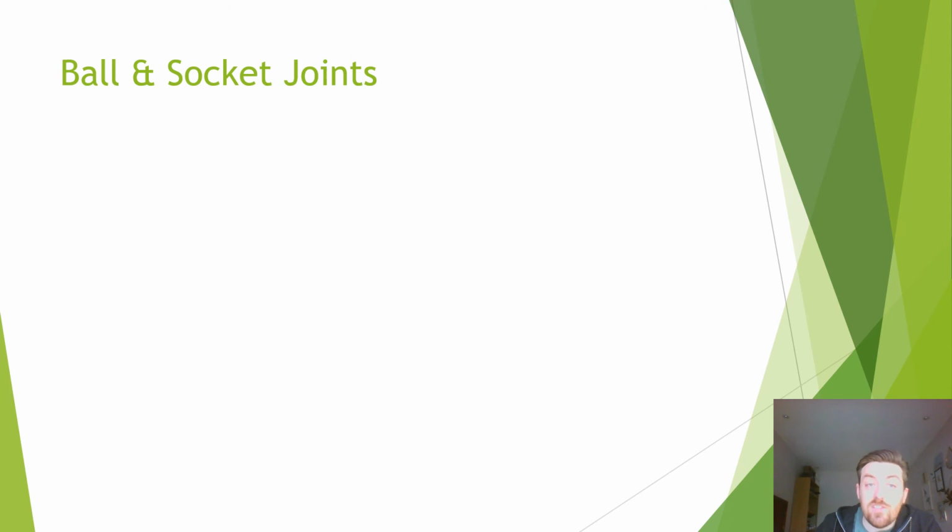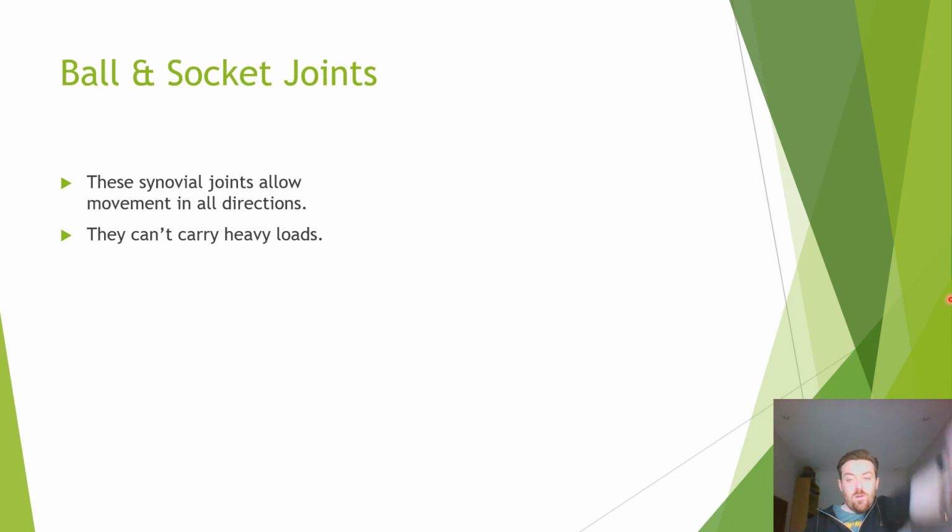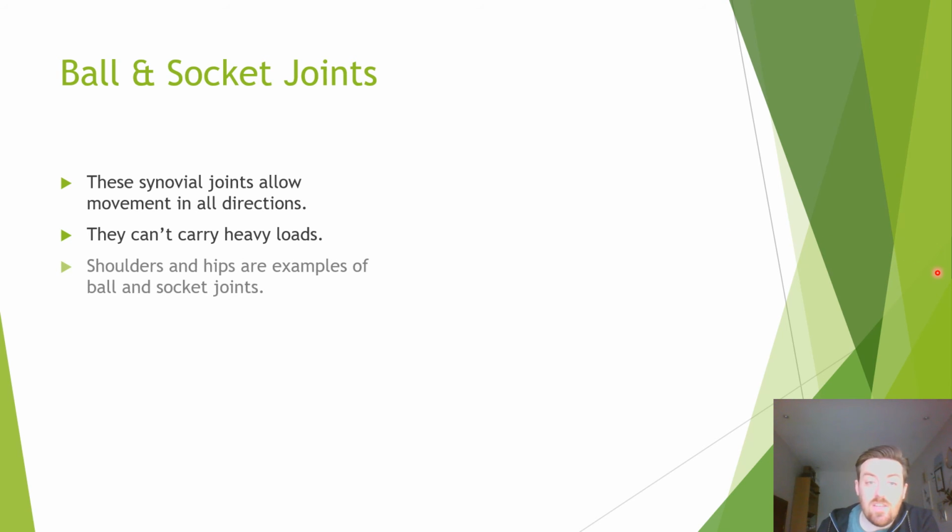The other type of synovial joint is your ball and socket. Your ball and socket joint allows movements in all directions. Take your shoulder, for example. I can spin it around like this, but I can also go forward, back, left, right, up, down. If people are walking by the window, they're going to think I'm insane. But anyway, that's how ball and socket joints work. But they can't carry heavy loads as a result of that.